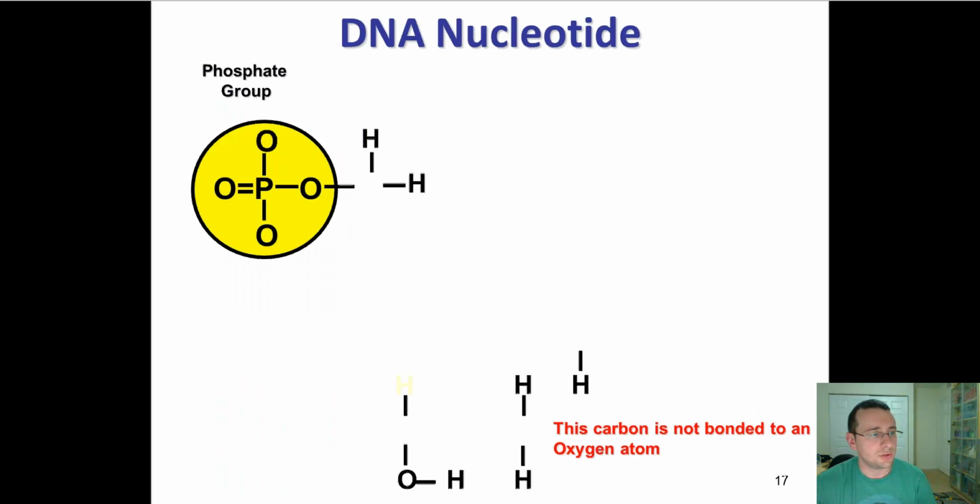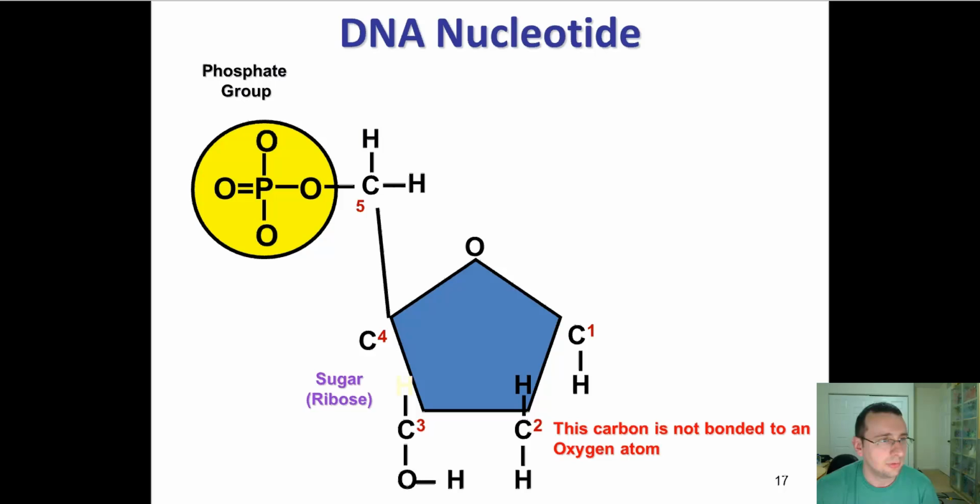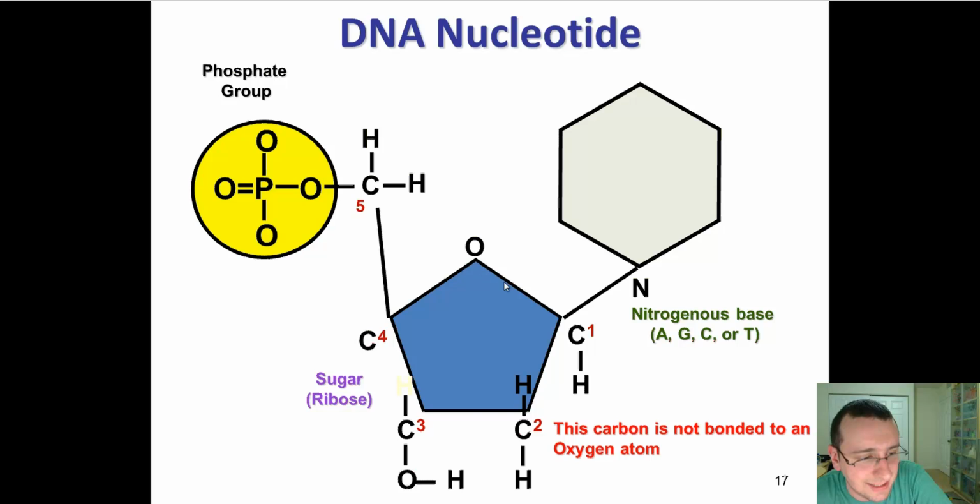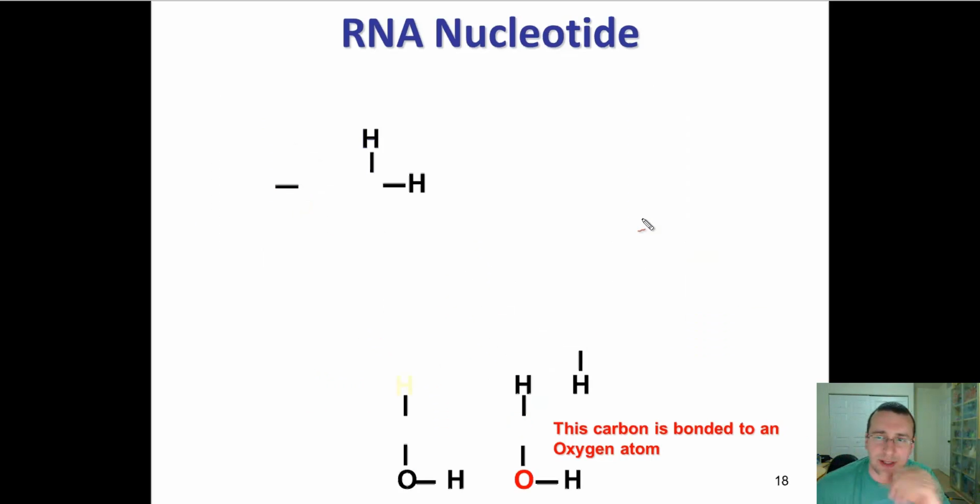All right, so on the DNA nucleotide, you're going to have the phosphate group, the 5 carbon sugar. Now notice that the carbon 2 does not have an oxygen bonded to it. It does not have an oxygen bonded to it. Okay, and then you have the nitrogenous base over there, which can be A, G, C, or T. It can be adenine, guanine, cytosine, or thymine for DNA. Okay, and we're going to talk about those bases in a second.